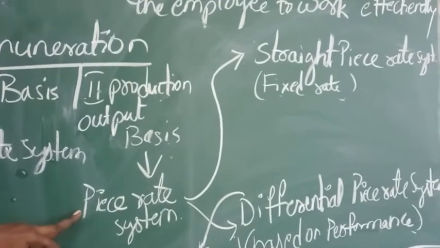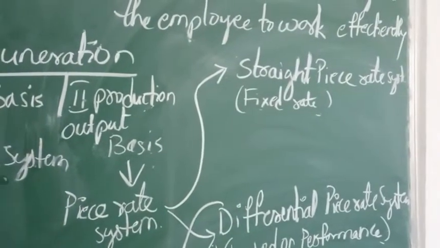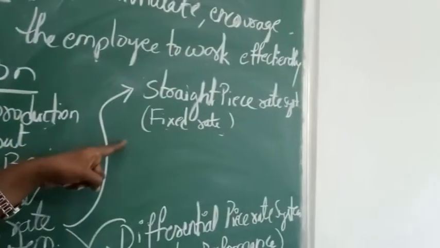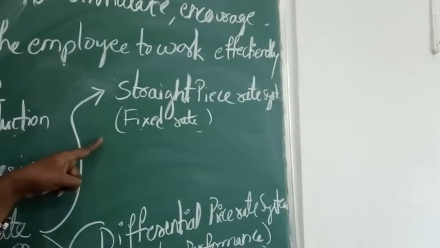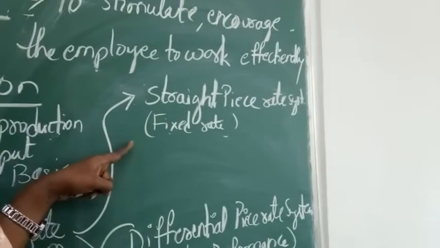This piece rate system is again of how many types? Two types. What are the two types? First one is the straight piece rate system. One method is what? Straight piece rate system.